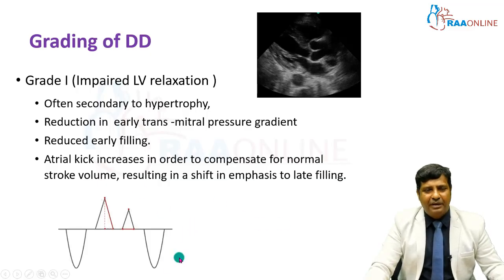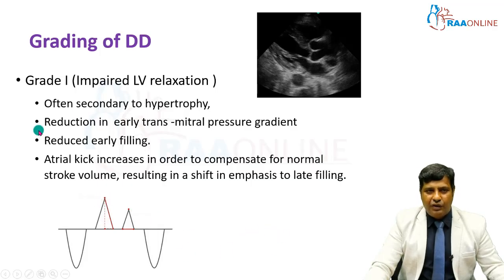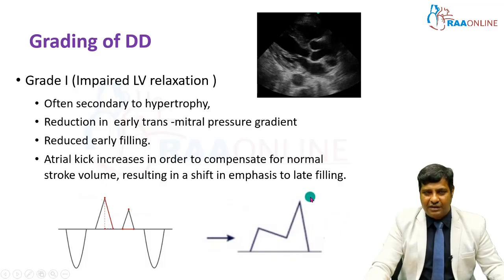Because of that, this patient depends on the atrial kick, atrial contraction, in order to compensate for the normal stroke volume. If you remember this image from the earlier slide, diastolic filling happens in two different phases. The first one is the early filling, the second one is the late filling, and this is diastasis. Normally, during rapid filling, the majority of the filling happens during the early phase. But in grade 1, what happens? The majority of the filling is determined by the atrial contraction. So initial filling is less and the late filling is much more, because grade 1 depends upon the atrial contraction for filling.